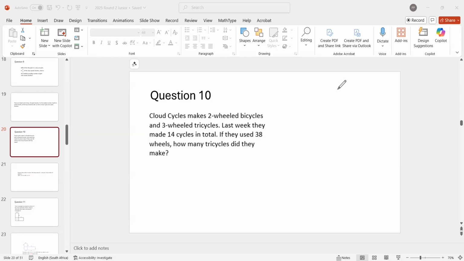Okay, so we move on to question 10. And what does question 10 say? It reads the following. Cloud cycles make two-wheeled bicycles and three-wheeled tricycles. Last week, they made 14 cycles in total. If they use 38 wheels, how many cycles did they make?